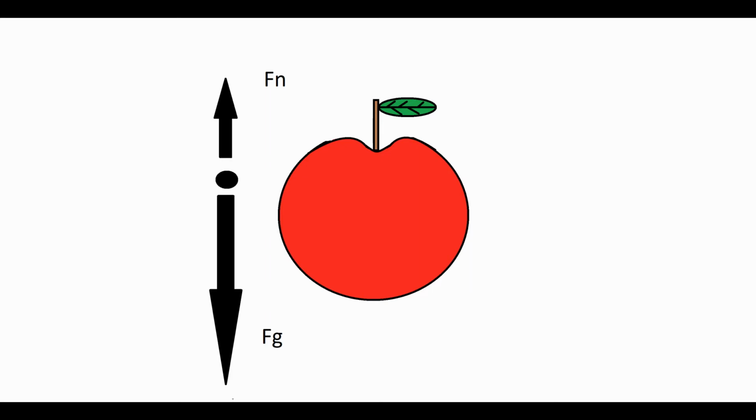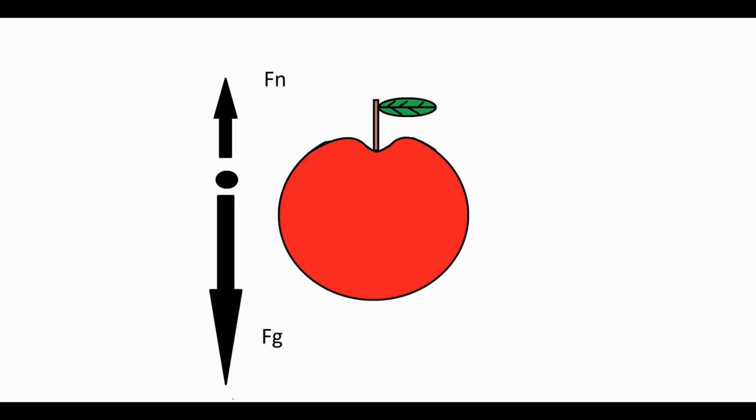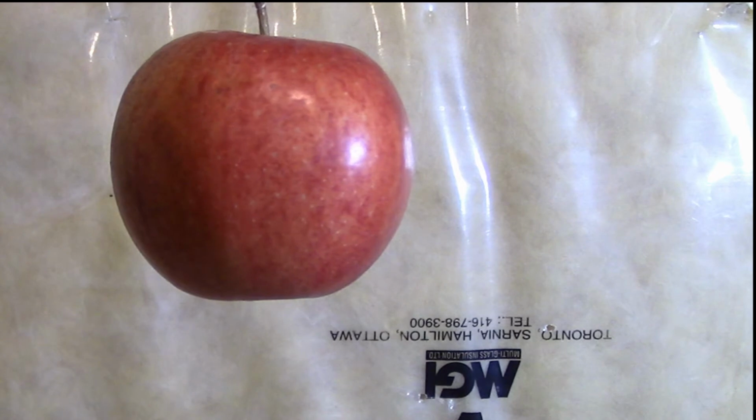Newton's second law states that if the net external force on an object is not zero, the object will accelerate in the direction of the net force. Now, take away the things, and the apple will fall. The forces are now unbalanced, and so gravity wins.